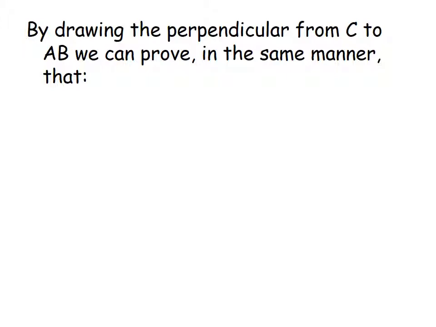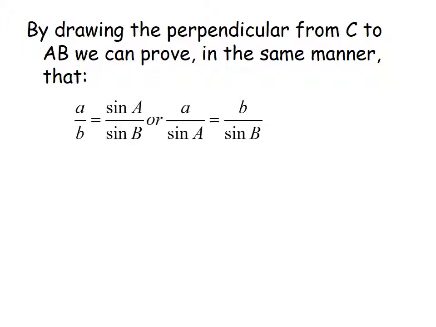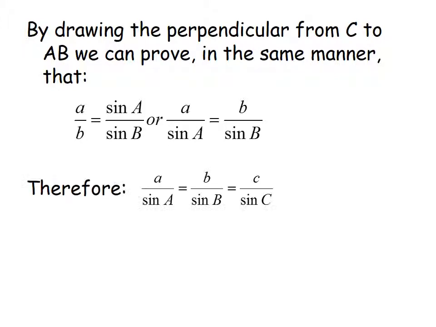If we then draw the perpendicular from corner C to line AB, we can prove in the same manner that A divided by B is equal to sine A over sine B, which when we do the same, multiplying by B and dividing by sine A, we end up with the other ratio. So if A over sine A is equal to B over sine B, and on the previous slide A over sine A was equal to C over sine C, we can then say that all three are equal to each other, and therefore we have our sine formula.